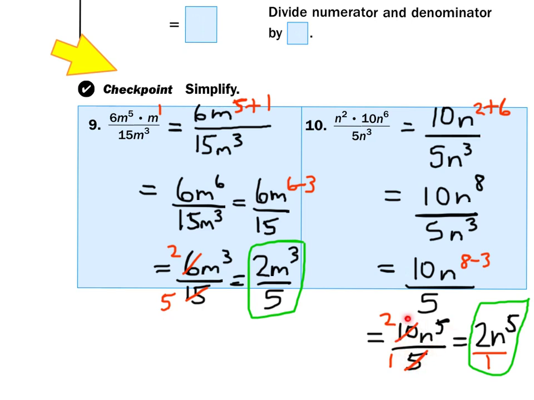Now you have to reduce 10 over 5, and you know that 5 goes into both, so 10 divided by 5 gives you 2 on top, 5 divided by 5 gives you 1 on the bottom. So that gave me 2n to the 5th power over 1, but notice how I put the over 1 in red. You can let that just disappear, so it's 2n to the 5th power.